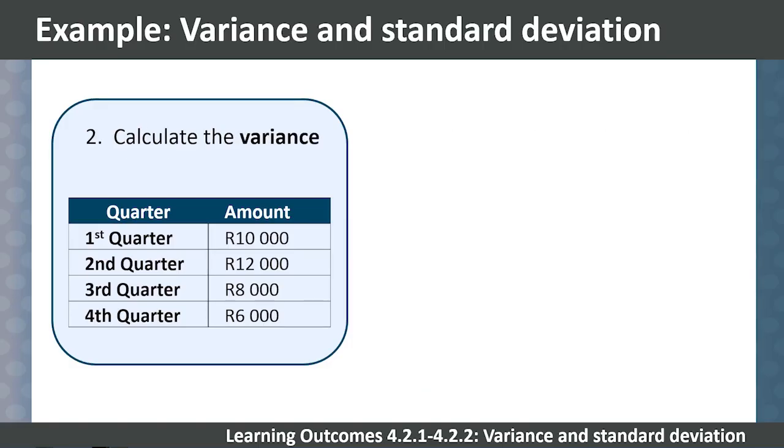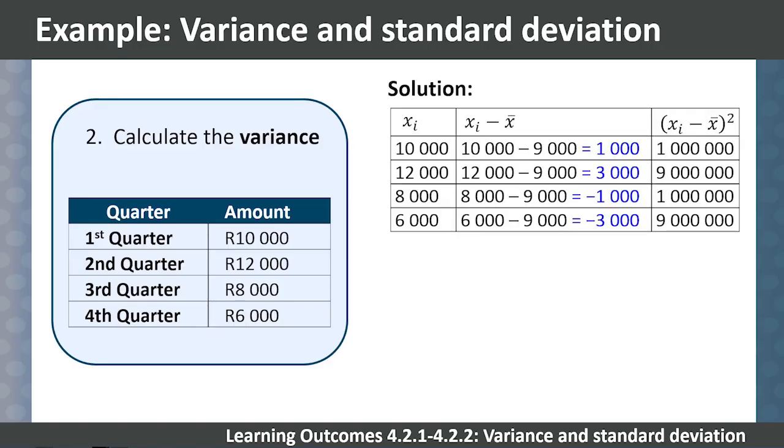Now to calculate our variance. For this, we need to set up a table. The first column contains xi. The second column contains xi minus the mean of x. And the last column contains the square of xi minus the mean.